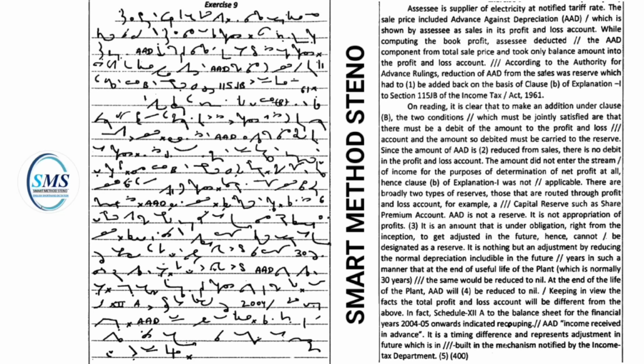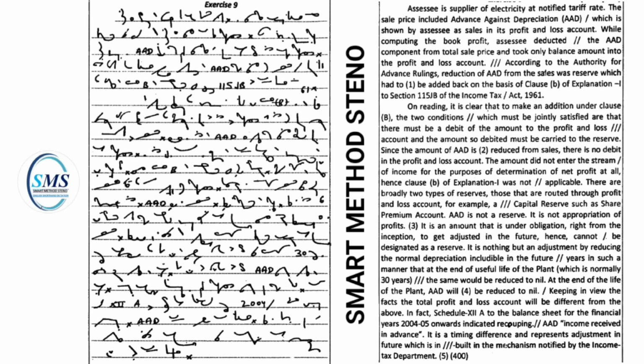Assessee is supplier of electricity at notified tariff rate. The sale price included advance against depreciation within bracket, AAD, which is shown by assessee as sales in its profit and loss account. While computing the book profit, assessee deducted the AAD component from total sale price and took only balance amount into the profit and loss account.